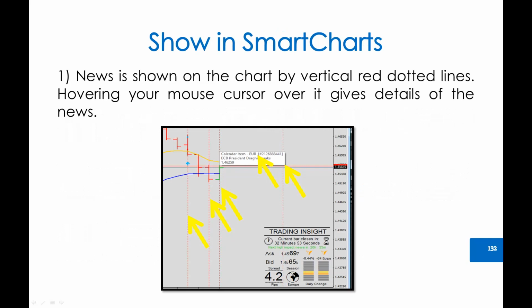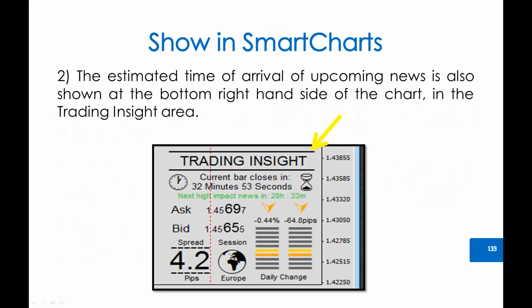News is shown on the chart in Smart Charts by a vertical red dotted line, and hovering your cursor over it will give you the details of the news. And also there is a trading insight window within the system that can show you upcoming news items, and that is shown at the bottom right hand side of the trading insight area.